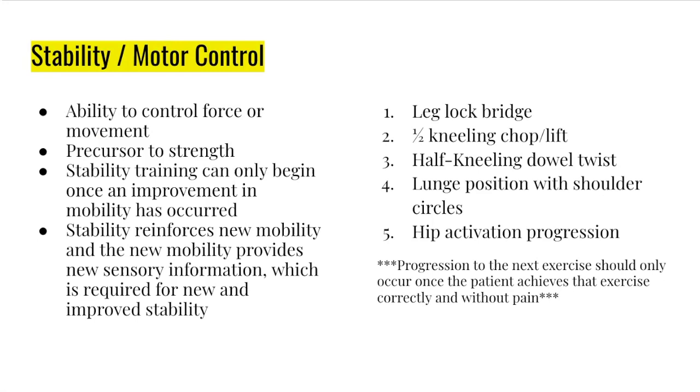For this, we would go through exercises of a leg lock bridge, a half kneeling chop lift, half kneeling dowel twist, lunge position with shoulder circles, and hip activation progression. This is the same for the last exercises. Progression to the next exercise should only occur once the patient achieves that exercise correctly and without pain.